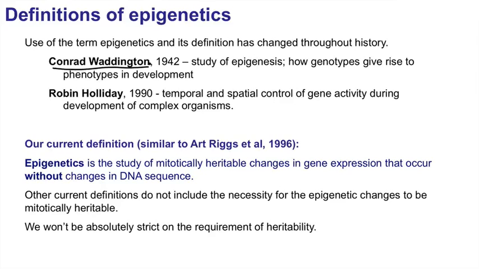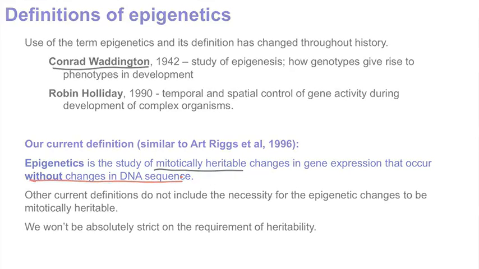And so our current definition is really based on that of Art Riggs. It says that epigenetics is the study of mitotically heritable, and this is important, mitotically heritable changes in gene expression that occur without changes in DNA sequence. And this is also very important. So we're not talking about changes in single nucleotide polymorphisms, for example, that exist between people, but rather we're talking about changes that don't require those genetic changes. They occur without genetic changes, with no change in the DNA sequence.